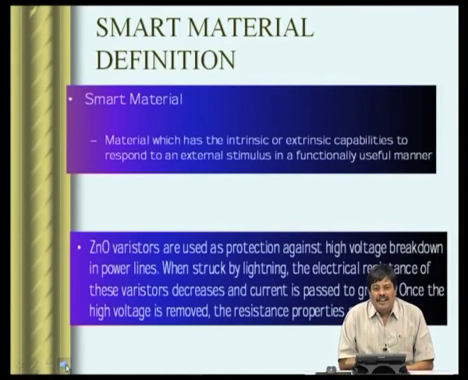For example, we may have zinc oxide varistors, which are normally used as protection against a high voltage breakdown in power lines. When these power lines are struck by lightning, obviously there is an enormous increase in voltage. At that point of time, these varistors will make the electrical resistance decrease, and the current is passed on to the ground and prevents a massive catastrophic failure. So, here zinc oxide varistors act like a smart material and help us remove the ill effects of a heavy voltage due to a lightning strike.